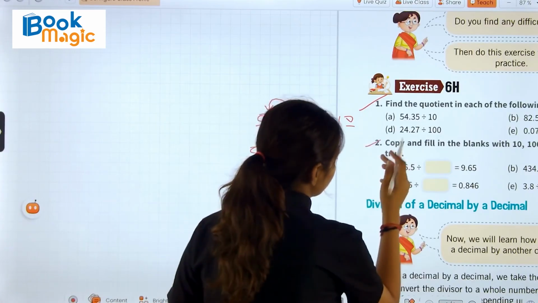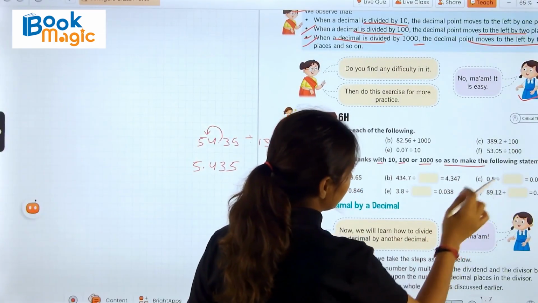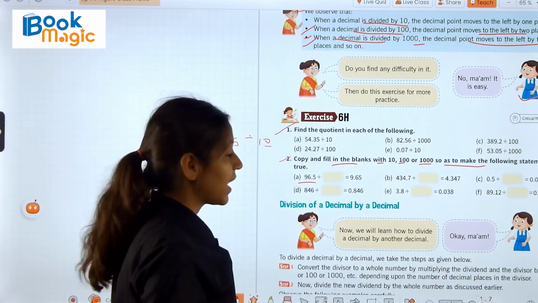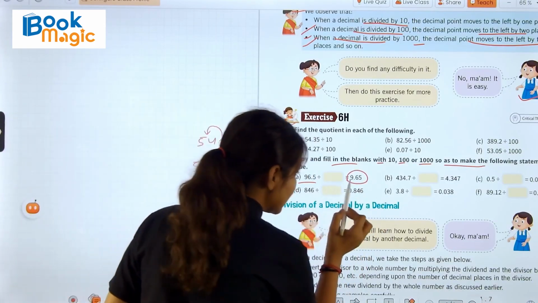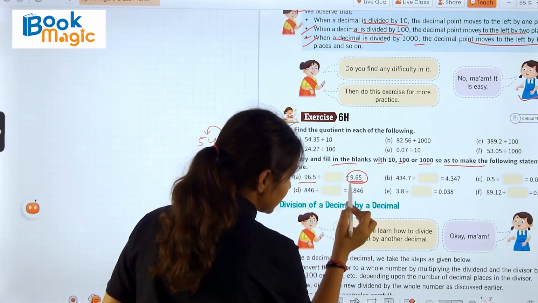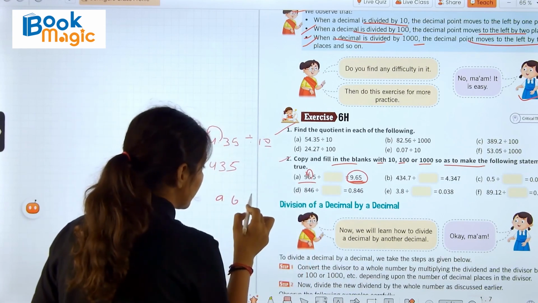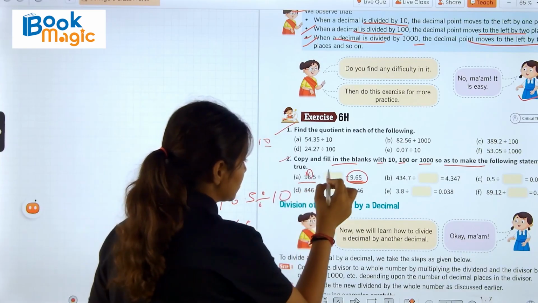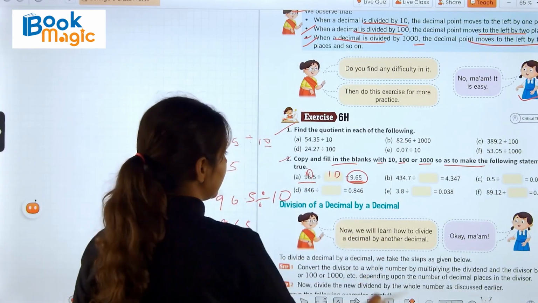Similarly, we have question number 2. Copy and fill in the blanks with 10, 100 or 1000 so as to make the following statements correct. 96.5 divided by something to get the result of 9.65. We can observe here that 96.5 is becoming 9.65. That means it is getting divided by 10. So you have to write 10 here. This is how you will fill the rest of the part.